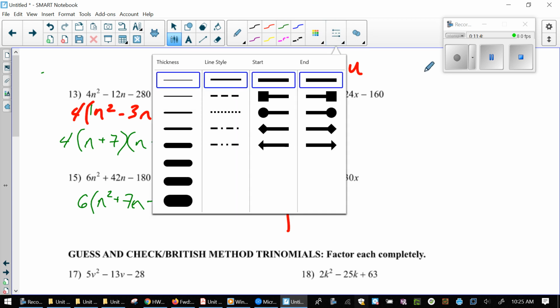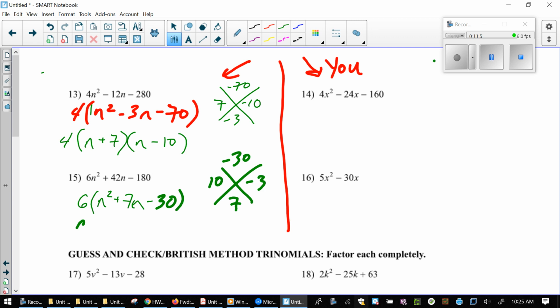I want to use this thin pen again. I don't like that thick one. Let's see if it switched up for me. Let's get our answer up here. N plus 10. Give me a nice plus there. Hold on a second, let me reset this. It's moving a little slow.